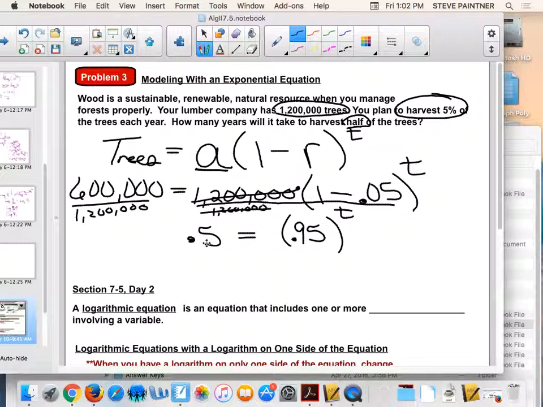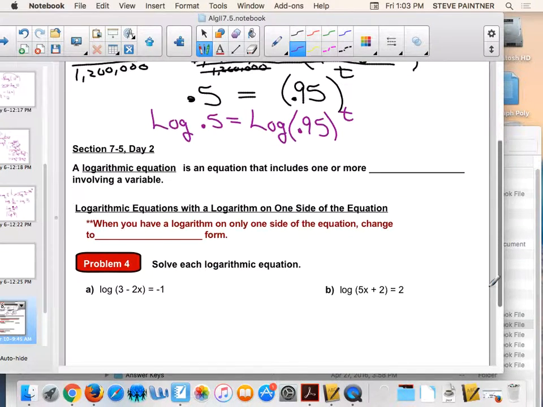Oh, okay. You do realize you're staring at the same problem. You just did it 4 times on the previous page. What do you do to solve for t? Take the log of 0.5. Take the log of 0.95 to the t. Finish it up, please, if you can.